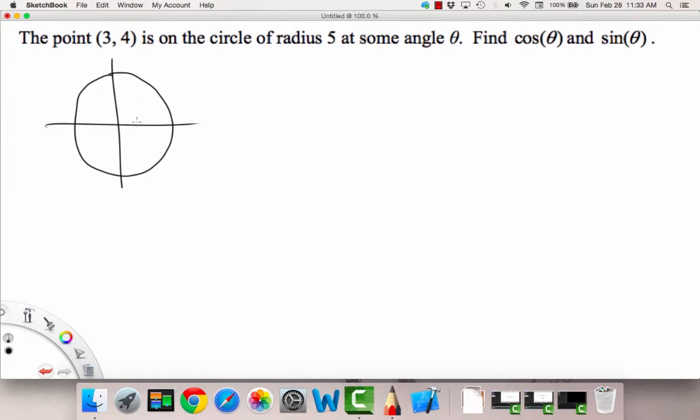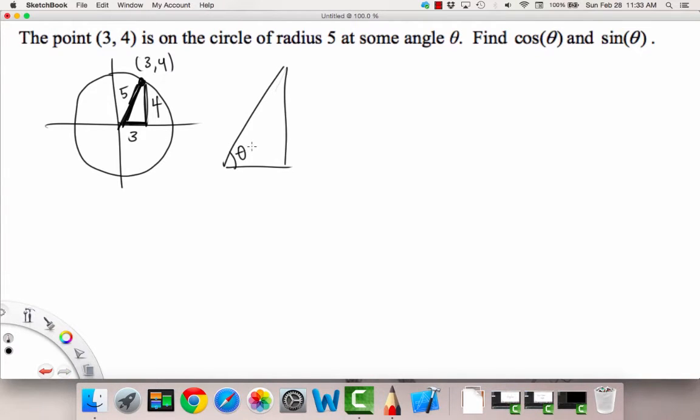Alrighty, so here's our circle of radius 5, and we have a point (3, 4). Let's say it's somewhere around here. We know our radius is 5, and our point is (3, 4). That means we're moving 3 in the x direction and 4 in the y direction. So we have this triangle here. I'm probably going to draw this not to scale, but that looks a little too vertical to me. There we go, that's a good triangle.